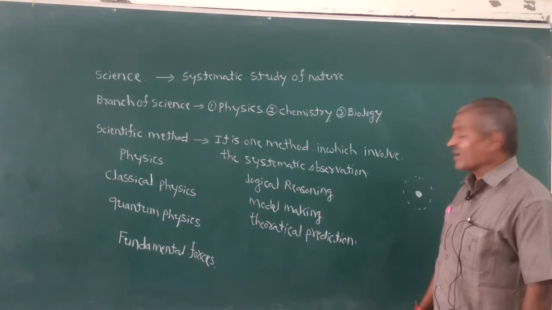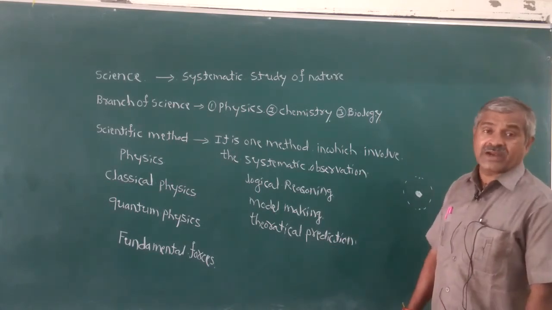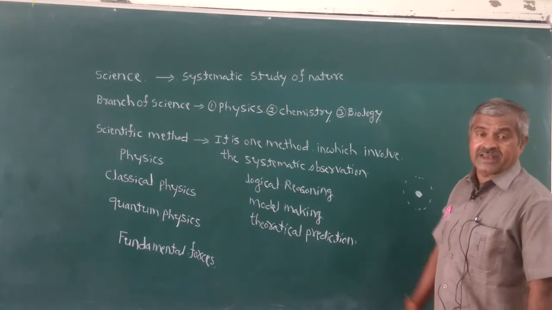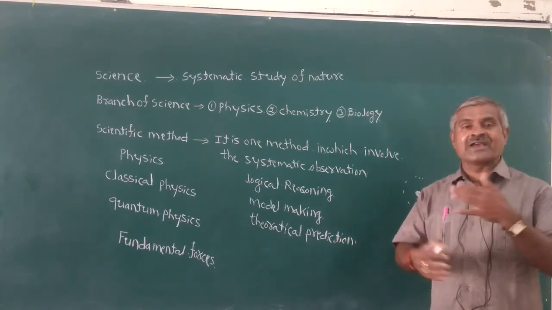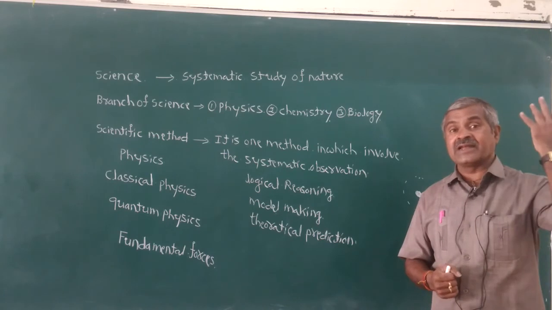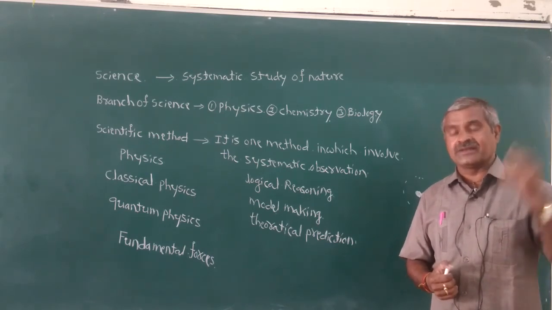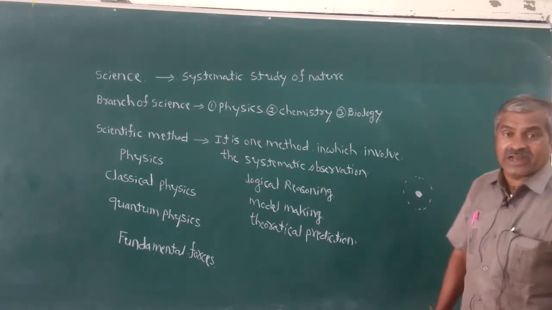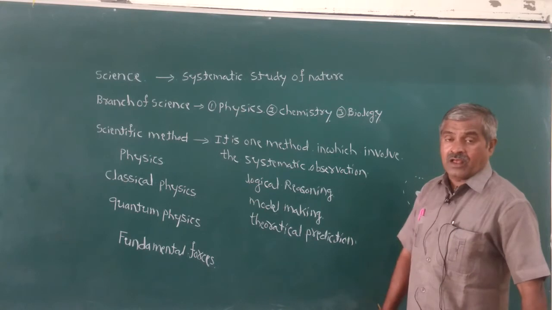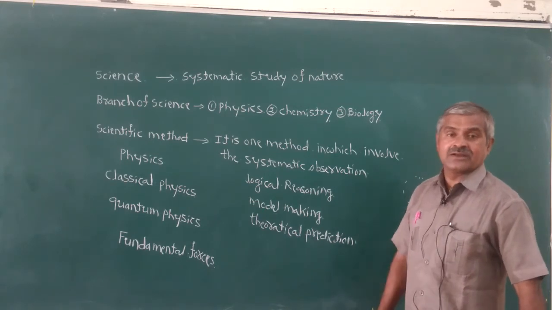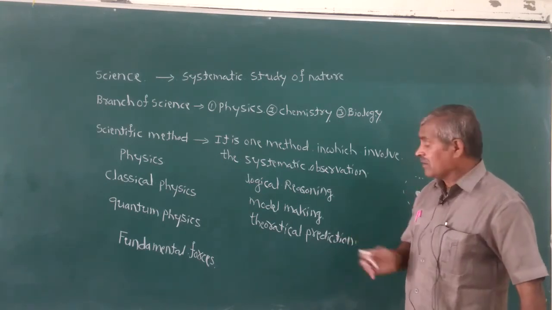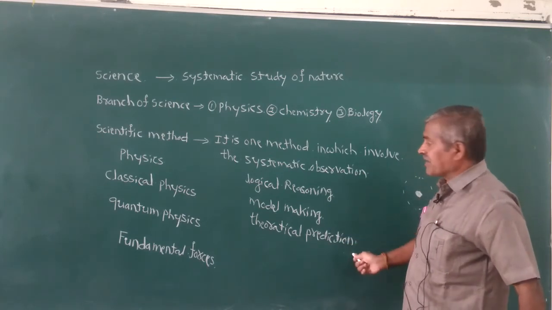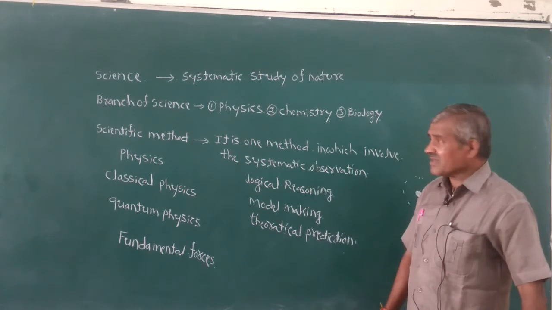And the next one, theoretical prediction. By the calculation method, by theory that is already known, for example all the planets revolving around the sun, initially Tycho Brahe calculated with all the planets. The diameters of the planets were calculated by the Tycho Brahe calculation method. So when we use theory to study physics, that is theoretical prediction. So this is the scientific method.